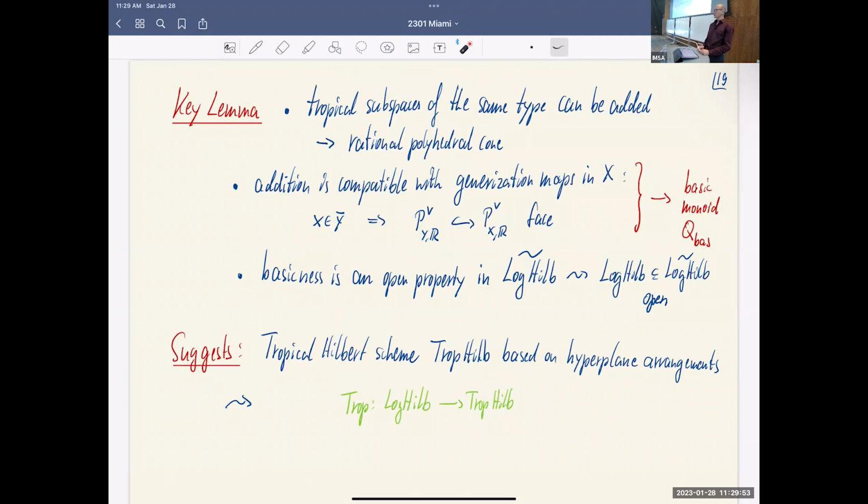I don't think the hyperplane arrangement community has ever defined something like this kind of type. What they have is all kinds of homological types. They would look at certain homology groups that you get, and that would be the type. But not this kind of refined type that we need to define basic monoids. And the addition is compatible with generalization maps. That is not obvious if you think about it.